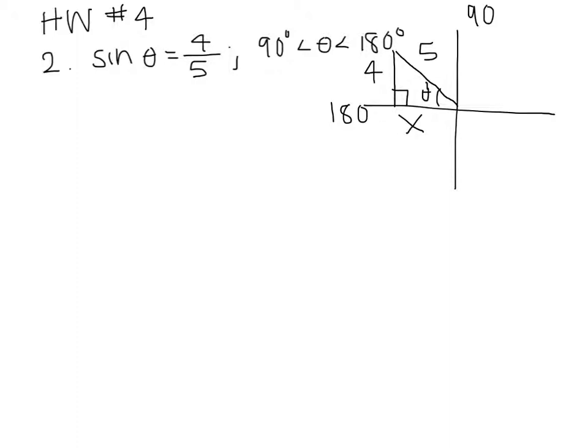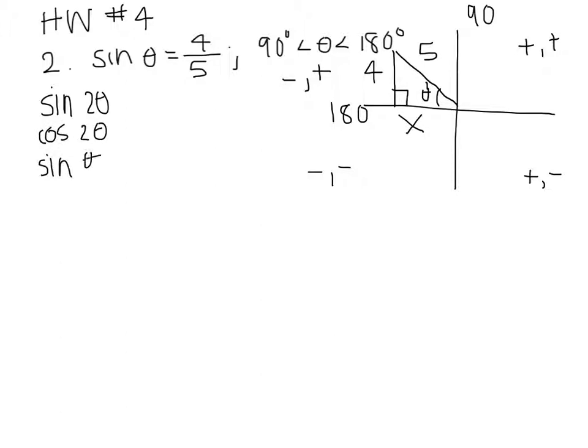Now, we know that sine and cosine change signs depending on the quadrant. Both of them are positive in quadrant 1. Cosine is negative in quadrant 2, but sine is positive. They're both negative in quadrant 3. Cosine is positive in quadrant 4, and sine is negative in quadrant 4. So when we go to calculate sine 2 theta, cosine 2 theta, sine of theta divided by 2, and cosine of theta divided by 2, we need to know which one's going to be positive and which one's going to be negative. So let's start by doubling our theta.